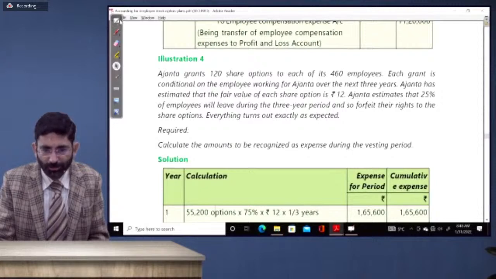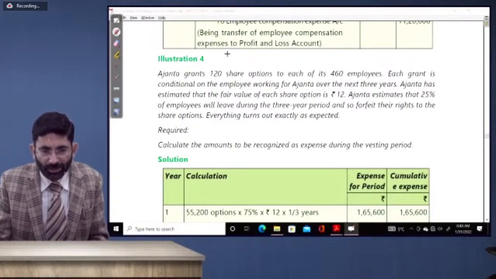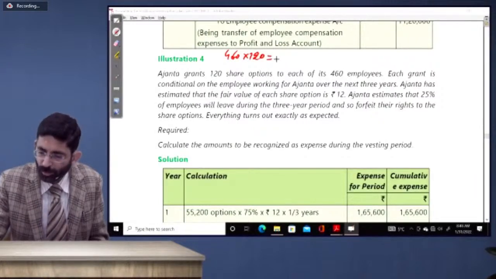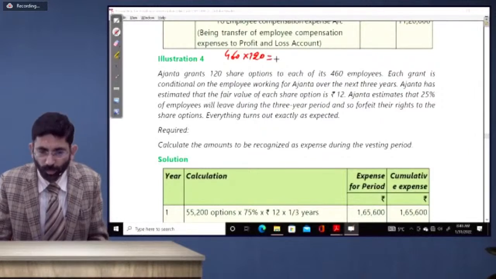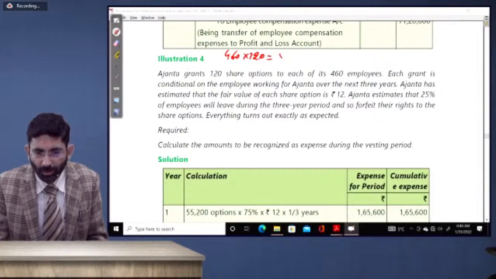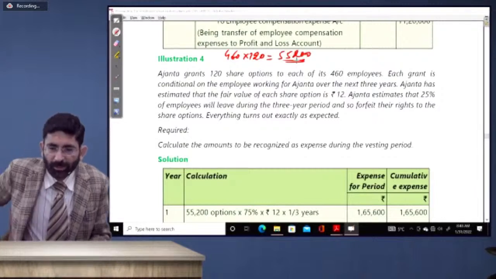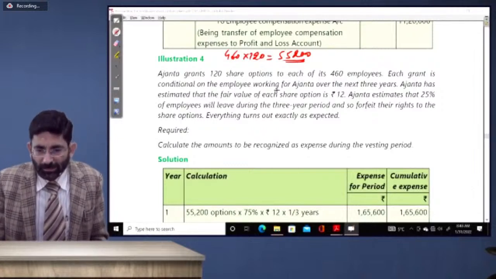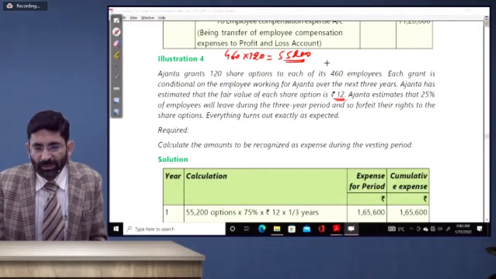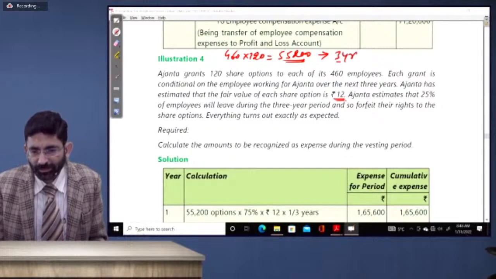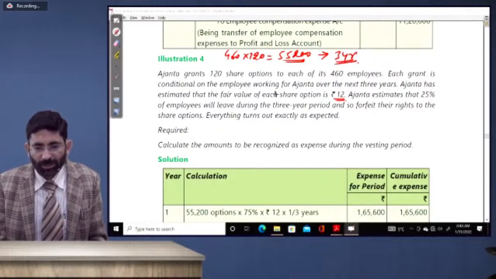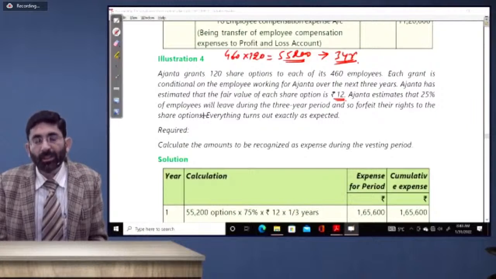120 shares, 460 employees. Maybe I will do it here also. That's better for you. 460 employees and 120 shares you have to give to everyone. So 460 into 120 is equal to 55,200 total options you have to give to them. Now he says there's a value of 12 per share. And also one more thing is given to you: the vesting period is 3 years. The condition is very much clear that they must remain in the company for the next 3 years.